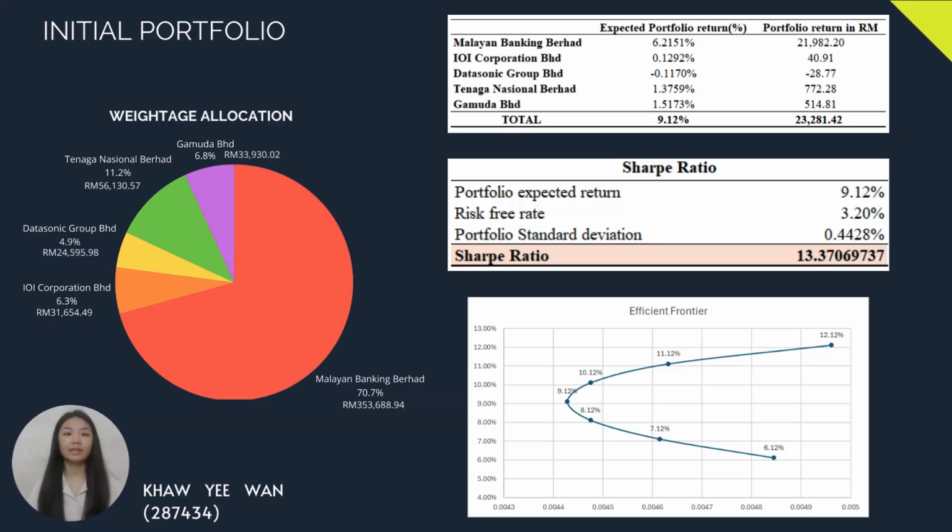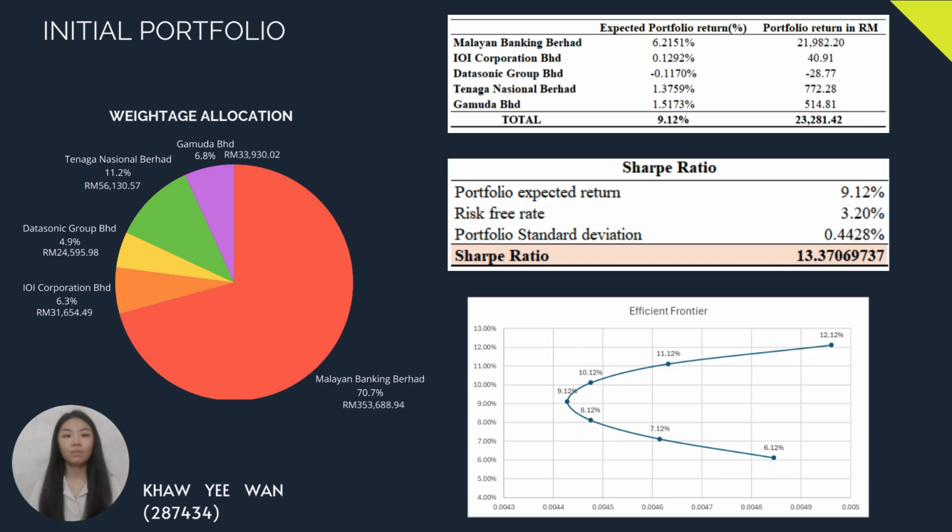Here, we analyze the initial portfolio expected performance and financial metrics. The portfolio is expected to yield a return of 9.12%, surpassing the risk-free rate of 3.2%. This results in a robust Sharpe ratio of 13.37, indicating strong risk-adjusted returns.